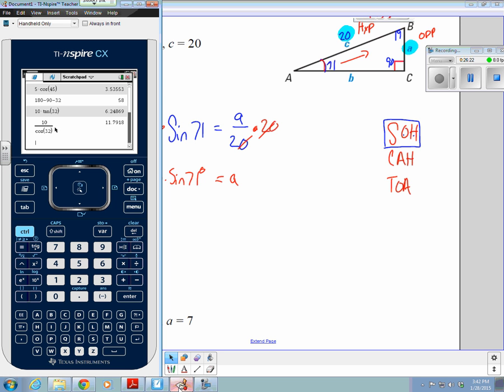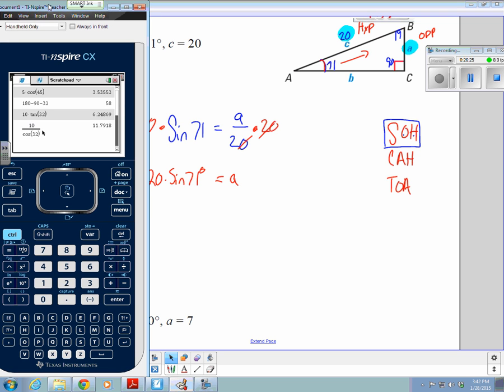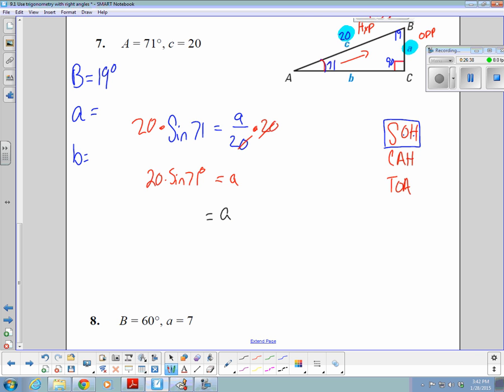All right, so 20 times sine of 71 degrees. Bam, 18.9. So that's 18.9. We got that figured out. That's great. So we have A. And now we're going to try to find B.